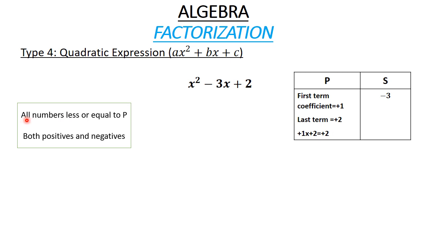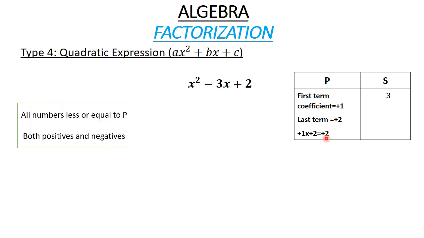The numbers that you test should always be less than or equal to the product. So for this, our product is positive 2. So we're going to test numbers less than or equal to positive 2, which are 1 and 2 itself. These are the only numbers which are less than 2 or equal to 2. Then the second is you test both positives and negatives. So you test both positive 1, negative 1, and positive 2, negative 2.